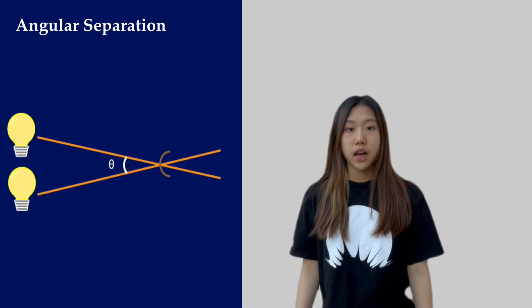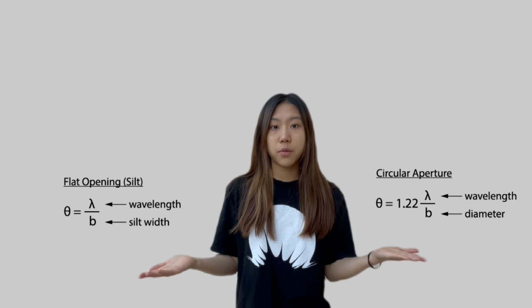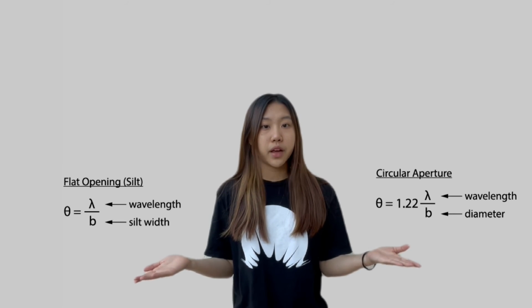To determine the minimum condition to be able to distinguish two objects from one another, we need to look at the Rayleigh criterion. The Rayleigh criterion indicates the minimum angular separation, in which the primary maximum of one source has to coincide with the first minimum of the second source. We can use this formula for a flat opening and that formula for a circular aperture to calculate the minimum angle of separation. The minimum angle of separation also establishes the limit of resolution.